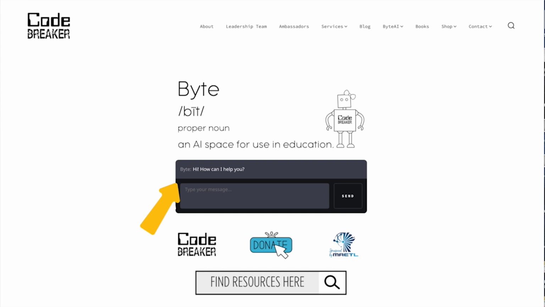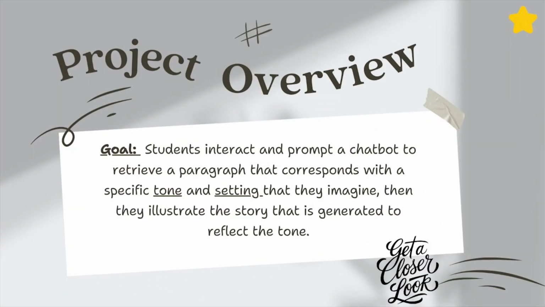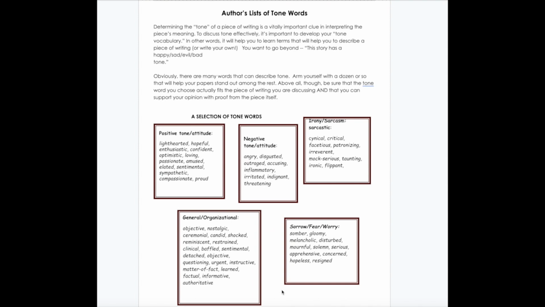And what makes an application considered a chatbot is its prompting structure, where it seems like it's a texting conversation or a back and forth discussion with prompt and response. And so for our project overview, the goal of this project is to have students interact and prompt a chatbot to retrieve a paragraph that corresponds with a specific tone, setting, as well as characters. It's going to be something that they imagine, and then they're eventually going to illustrate the story that's generated by the AI chatbot.